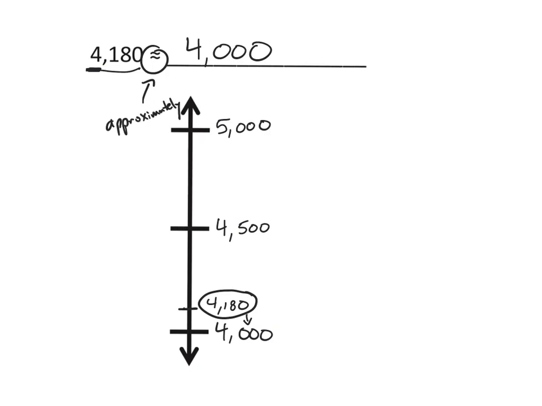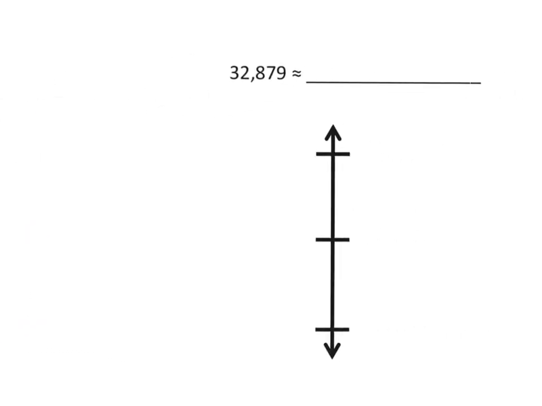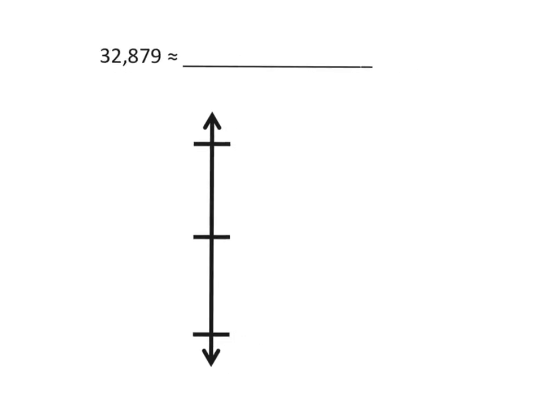So we say 4,180 is approximately 4,000 when rounded to the nearest thousand. So that was another example of using the vertical number line to round a 4-digit number. Now let's take a look at how we would use it to round to the nearest thousand using a 5-digit number. It gets a little bit tricky when we're working with a 5-digit number, but if we follow the same steps and are really careful about using our vertical number line, it's still the same process as before.